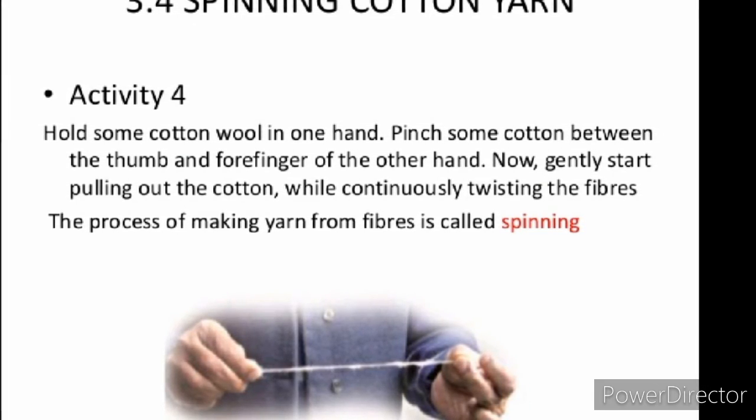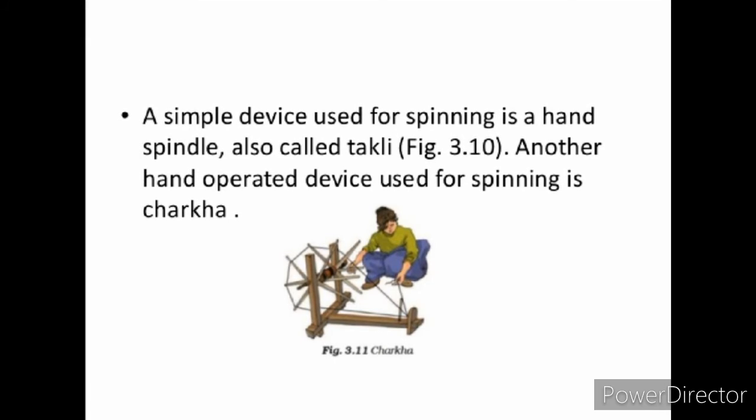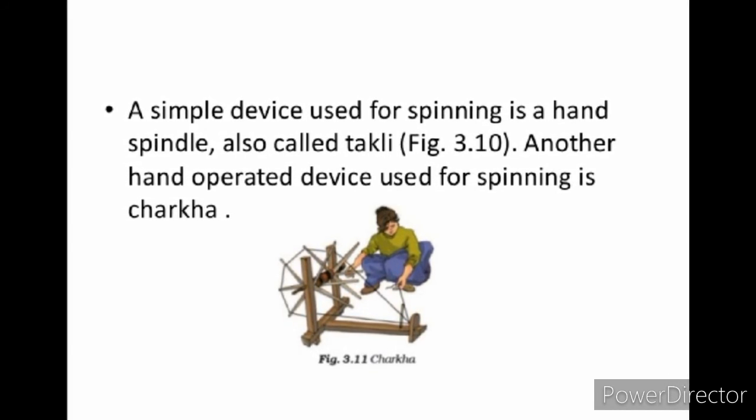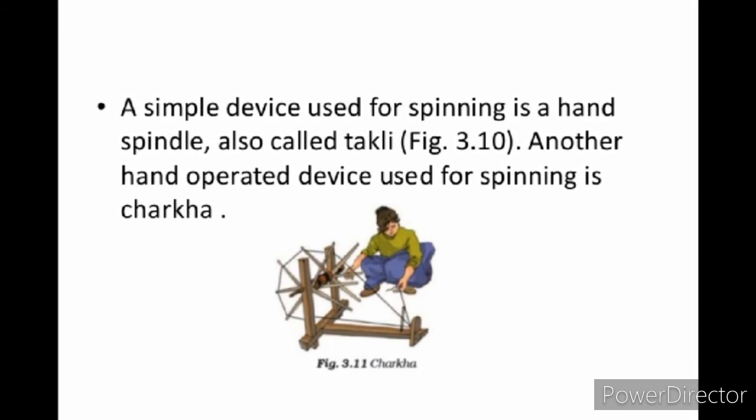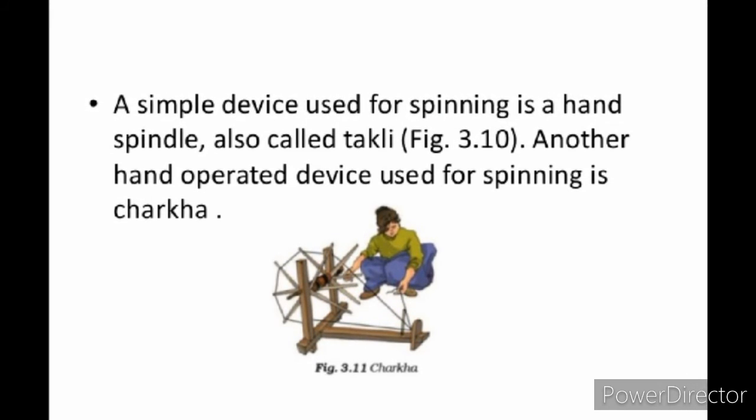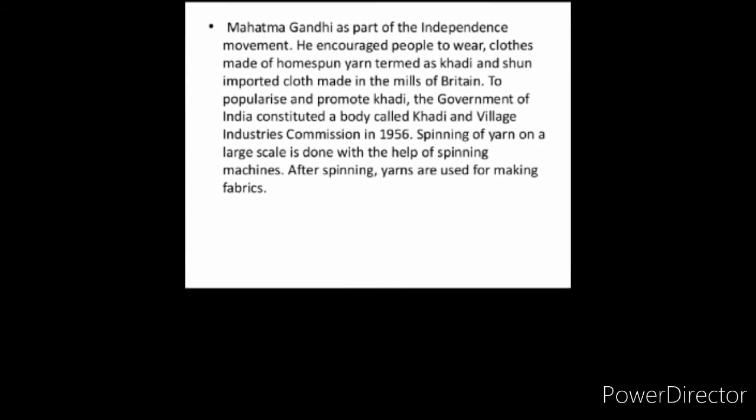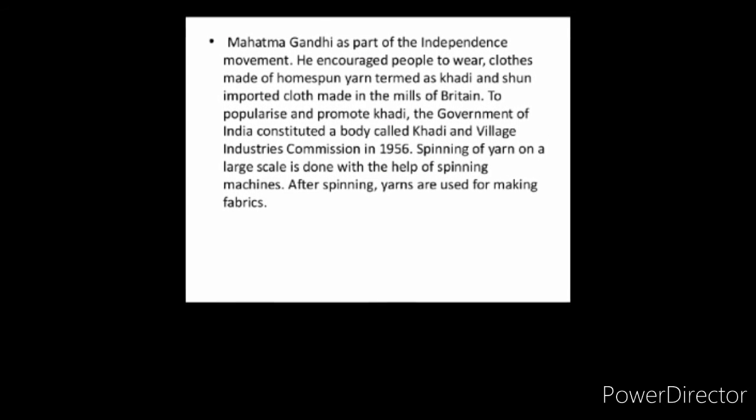A simple device used for spinning is a hand spindle, also known as takli. Another hand operated device used for spinning is the charkha, which was used by Mahatma Gandhi. Mahatma Gandhi, as a part of the independence movement, encouraged people to wear cloth made of homespun yarn termed khadi, and to shun imported cloth made in the mills of Britain.